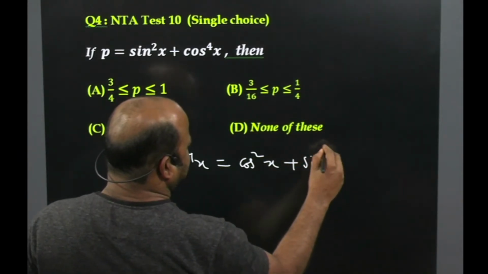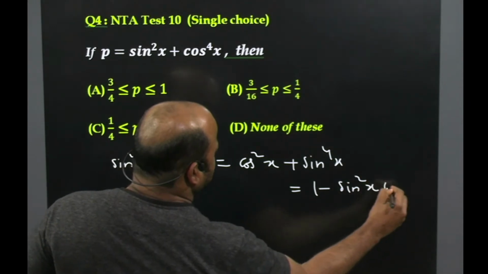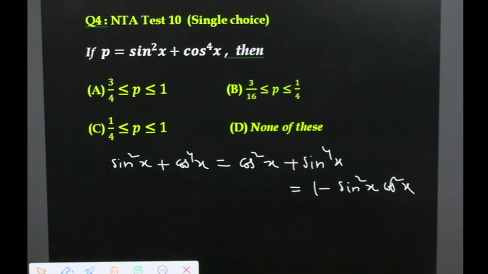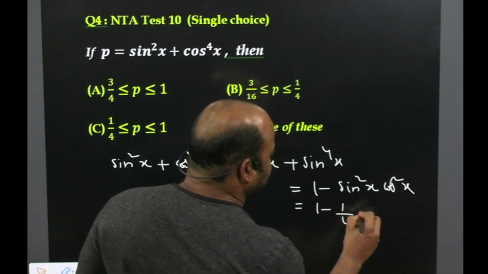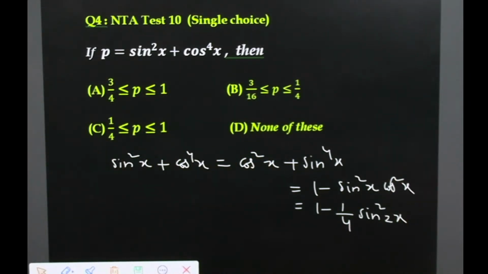What a beautiful symmetry. This is always 1 minus sin square x cos square x. Clear? It can also be written as 1 minus 1/4 sin square 2x. This is the one thing everyone has to remember.